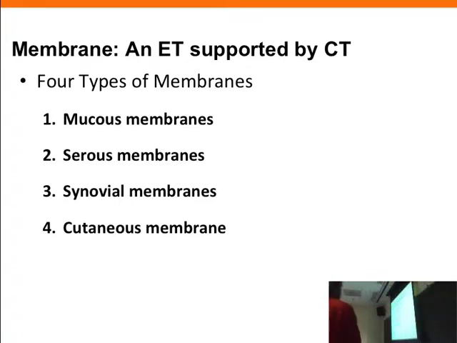Concept of a membrane. God, I should have come up with a picture. Four types of membranes. Mucous membranes, we find these, like, for example, on the mouth and openings to the outer world. Serous membranes, we talked about yesterday. Synovial membranes, these are inside the joints, the joint capsules. And then your skin, the cutaneous membrane. The rest of the class is going to be devoted to talking about these four types of membrane.